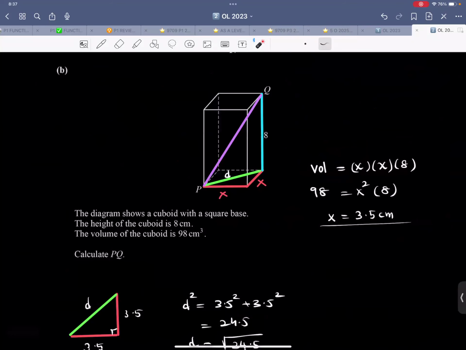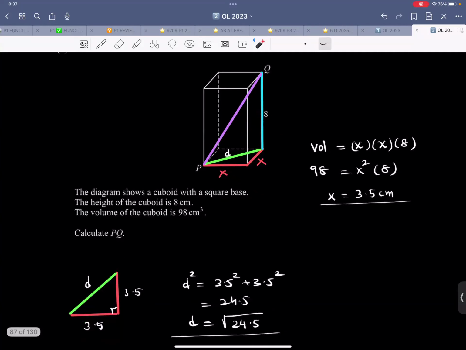Now, this part, the diagram shows the cuboid with a square base. That is a cuboid with a square base. The height of the cuboid is 8. That's right over here. The volume of the cuboid is 98. So volume is this length into this length. It's a square base. That's why these two lengths are equal, into 8. So therefore, x comes out to be 3.5.